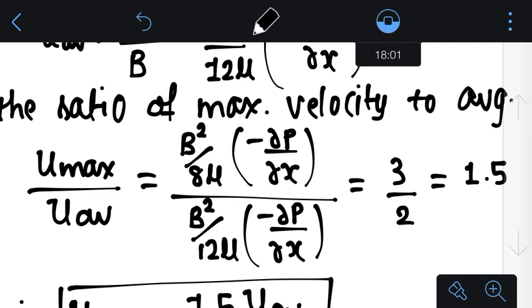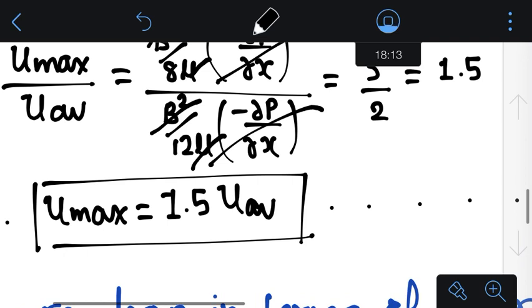So the common terms are going to get cancelled. This b square will cancel, this mu will get cancelled, and if you simplify this term, it would be 3 by 2, so it is equal to 1.5. That means your maximum velocity is equal to 1.5 times the average velocity.